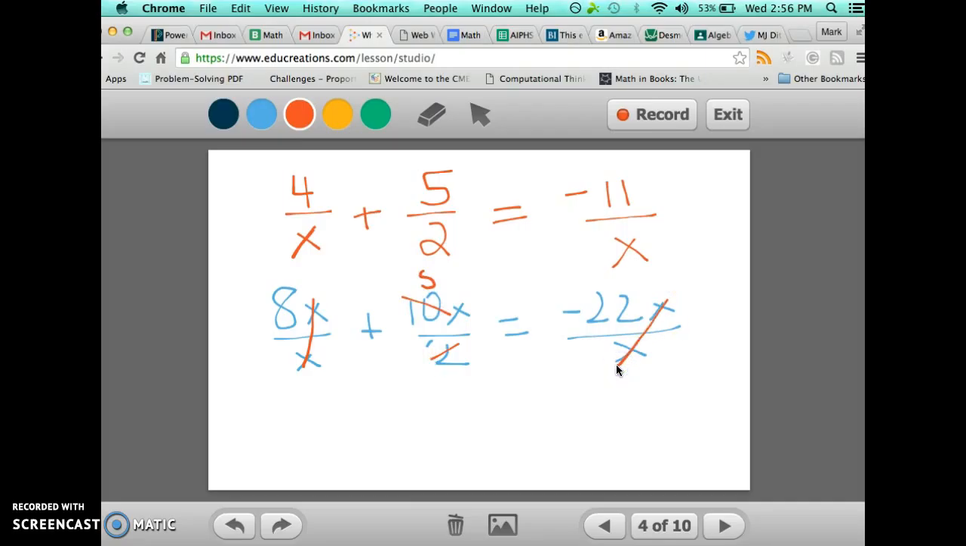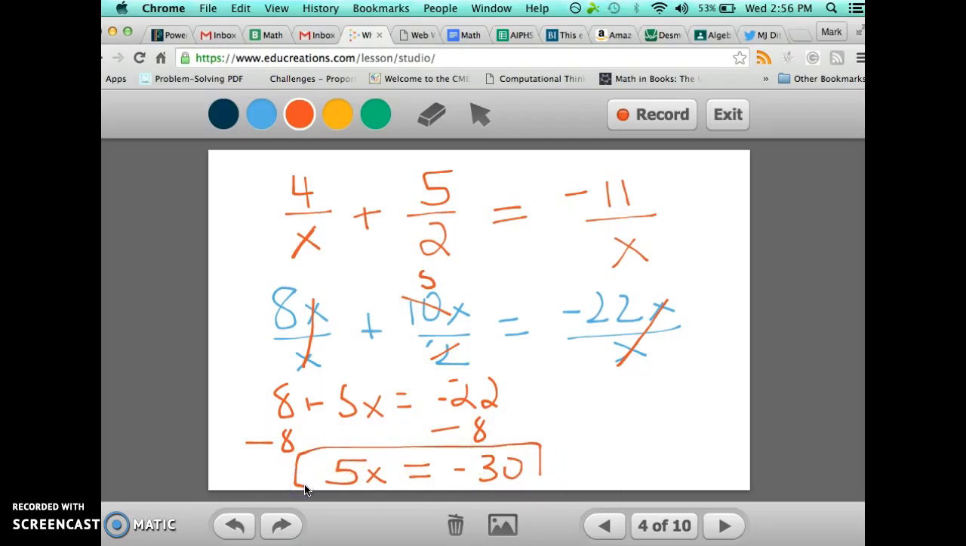And so I've got just 8 plus 5x equals negative 22. I'm going to subtract 8 from both sides. And so I'll have 5x equals negative 30. And oops, that's not an answer. Beg your pardon. Divide by 5 on both sides, x equals negative 6. Okay, let's try another one.